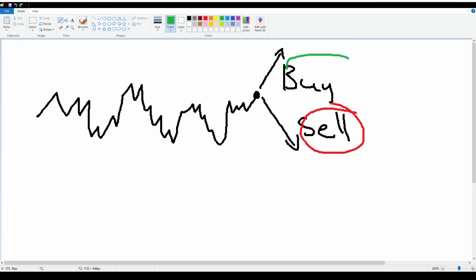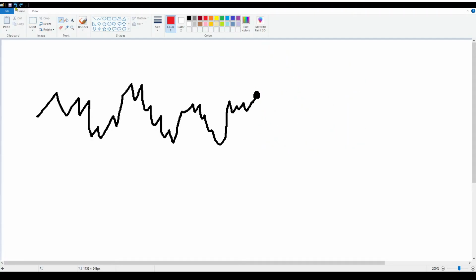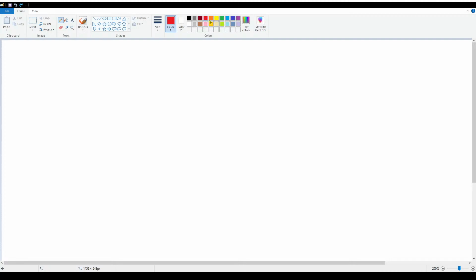So we want to open up buy trades when we think the market is going to rise, and we're going to open up sell trades when we think the market's going to drop. That's our objective, that's what we're trying to do.